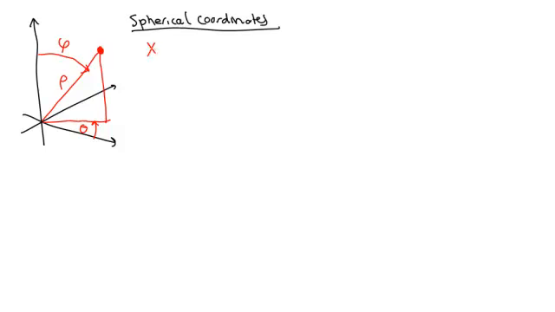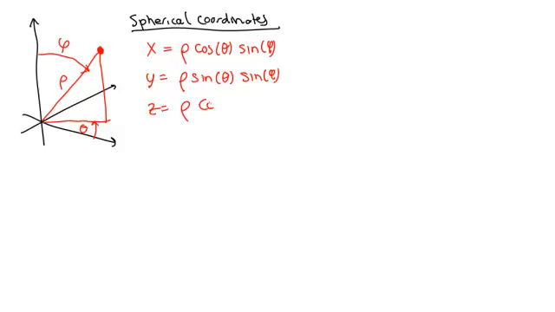As formulas, these were x was equal to rho times the cosine of theta times the sine of phi, y was equal to rho times the sine of theta times the sine of phi, and z was equal to rho times the cosine of phi.